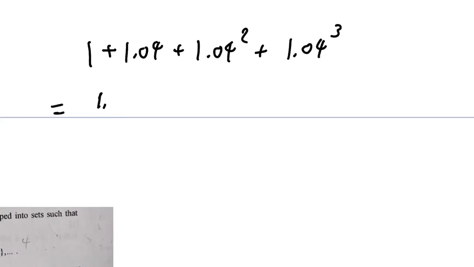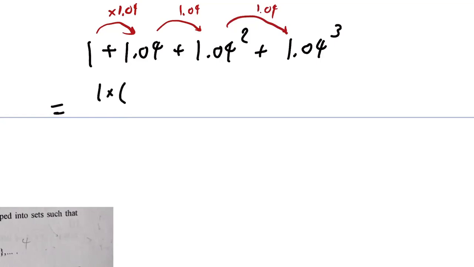1.04, bracket, 1 minus... Wrong already. 1. It's the first term. Yes, it's 1. The trick here, if you're confused, is to draw arrows: times 1.04, times 1.04, times 1.04. Okay, try again. So 1 times, open bracket, 1 minus 1.04. Think carefully, what's the power? Power 1 again. And what's n in the English phrase? The number of terms. Yes, it's 4.